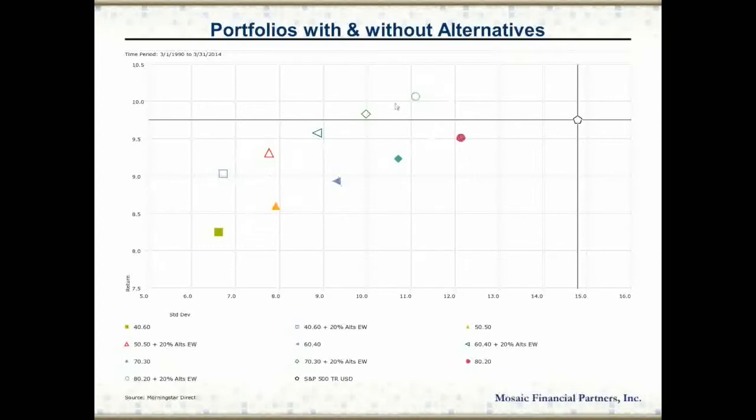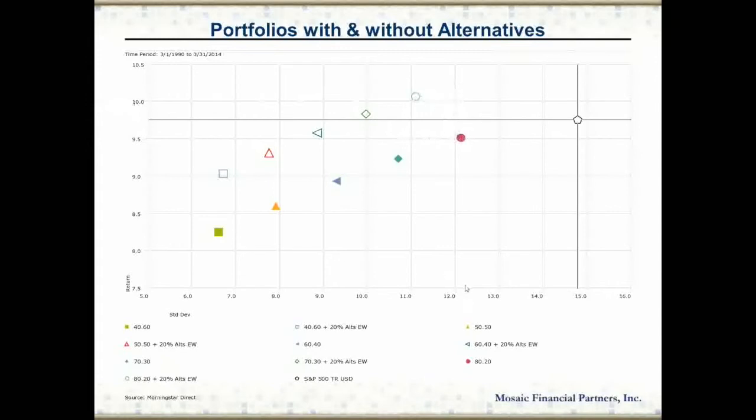Now what we did with the open symbols is take those exact same portfolios and carve out 20% for alternatives, taking them proportionately from stocks and bonds. And you can see in every case, the portfolios with alternatives are making higher returns, okay? And in most cases, they're actually doing so with less risk. Let's look at our 80% stock, 20% bond portfolio. When we add the alternatives, we increase the return because we're moving up. We go from that 9.5 to something over 10%. That's a nice return at the portfolio level, a nice increase in return.